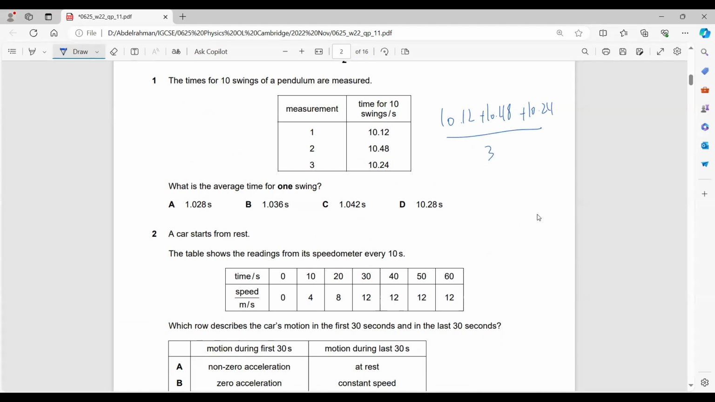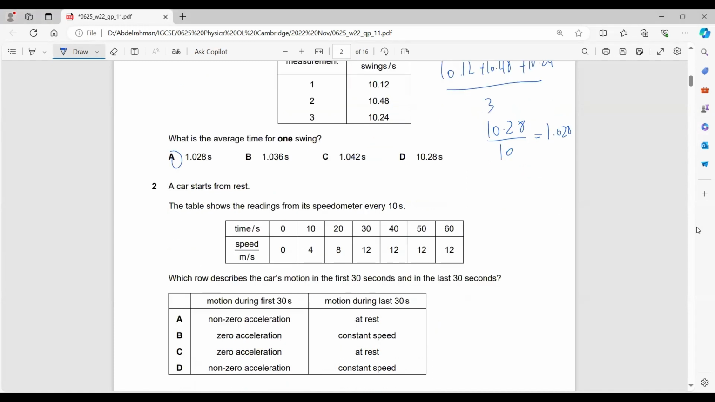This would give me 10.28. But this is the average for 10 swings. We need to divide this by 10, so that it would be 1.028 seconds. This is the average period of only one swing.